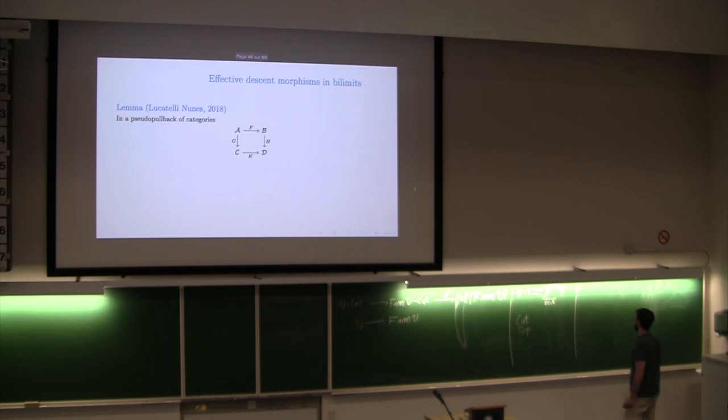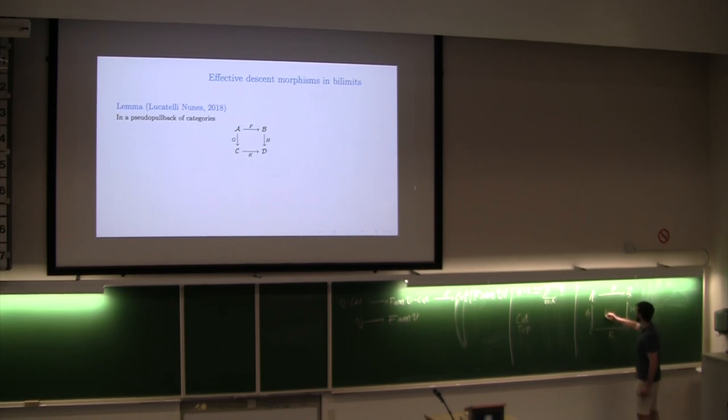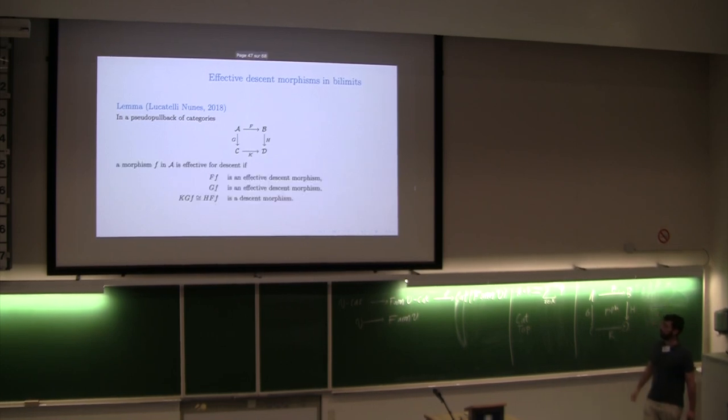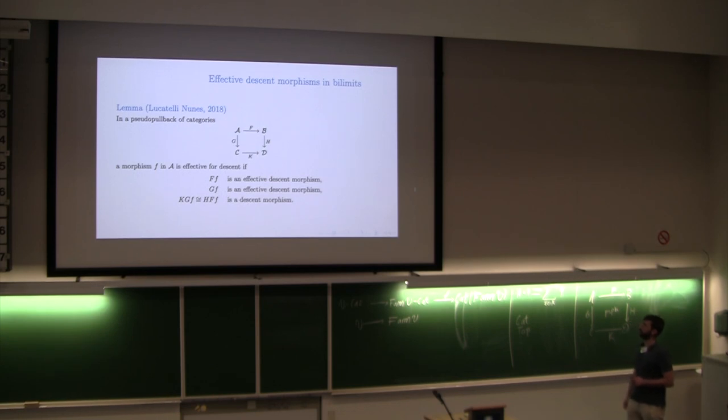We've got a pseudo pullback of categories. I'll write it down here for later reference. This is a pseudo pullback. If we have a morphism f in A such that F of f is effective descent, as well as G of f, and if KJ of f, which is isomorphic to HF of f, is a descent morphism, we conclude that f is effective for descent. Okay?